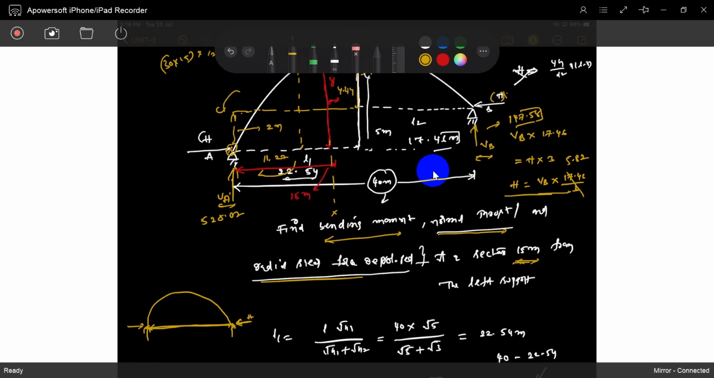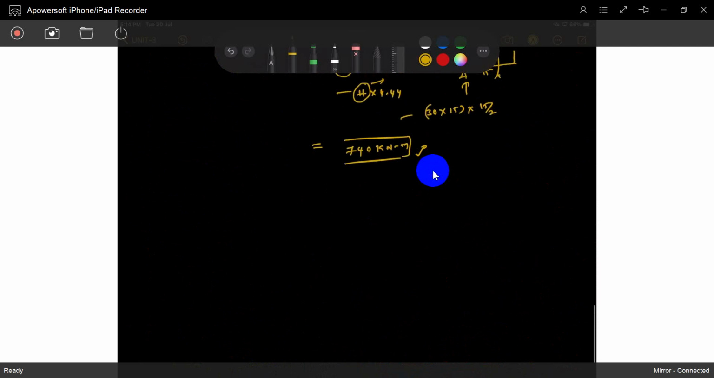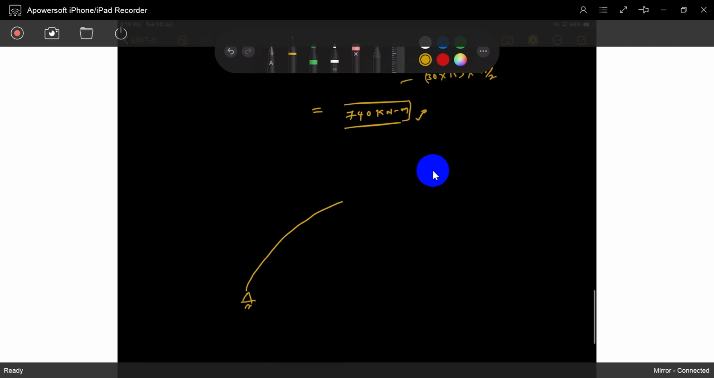That's the thing they asked. So you have to learn what exactly normal thrust and radial shear are. Now I will explain. If you see, the section is there, so I will cut this. It has some reaction, some reaction H, some V, and some loading up to that location.